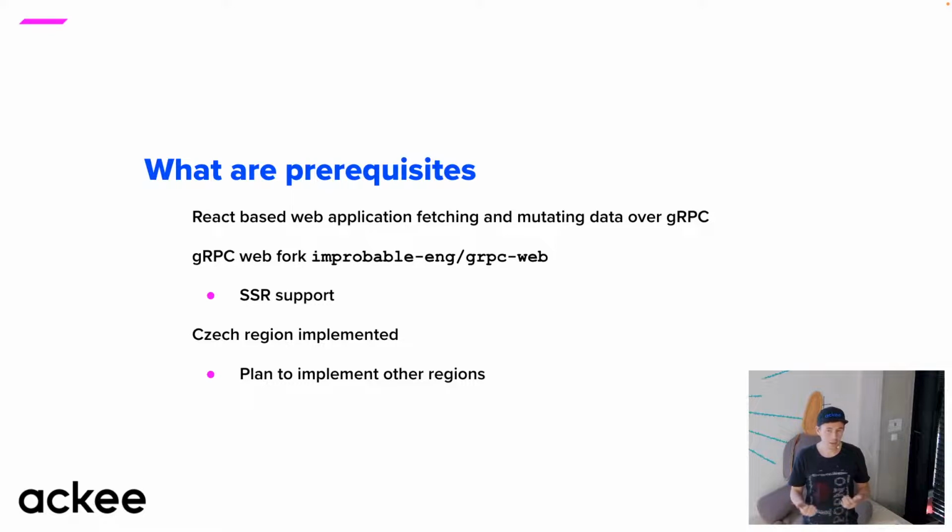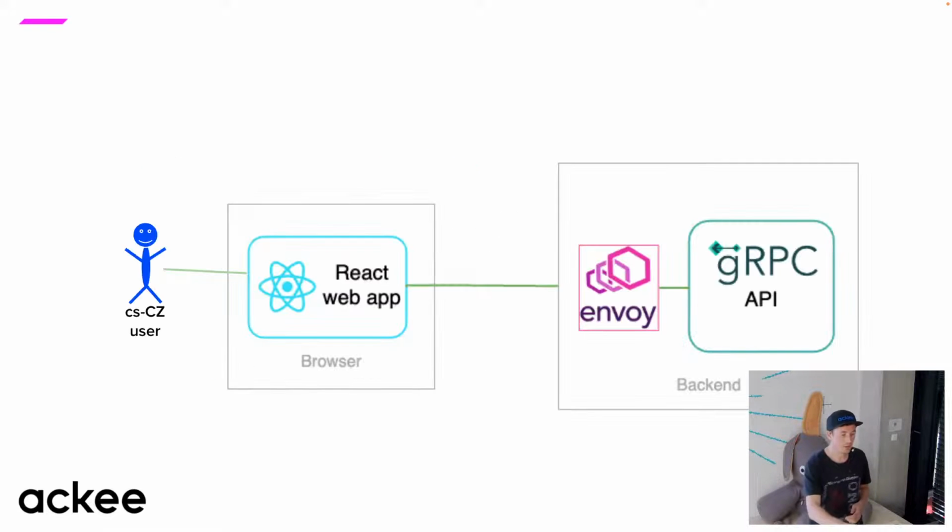And our application also supports the Czech region. So there are users that come to the application from Czech, but it needs to extend localizations to other regions. So there are plans to add other regions and to support users from other countries. So this is a simplified scheme of how our application looks like.